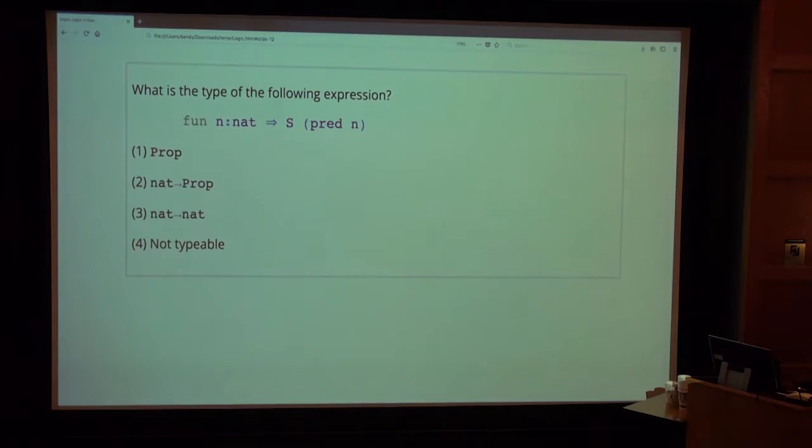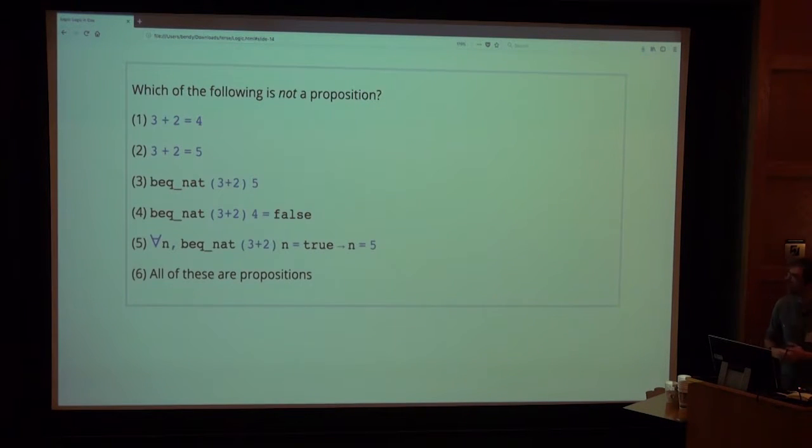Here we go. What is the type of this expression? Nat to nat. Yes, 3. Exactly right. Because it takes an argument of type nat and returns a natural number. What about this expression? 2, exactly right. So here is an example of an expression that takes a natural number and gives you a proposition, as opposed to that for all statement, which was itself just a proposition.